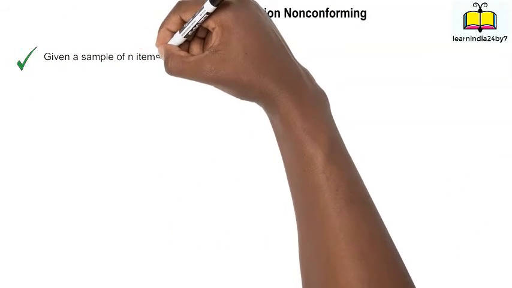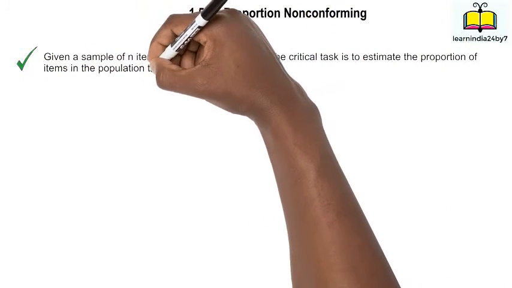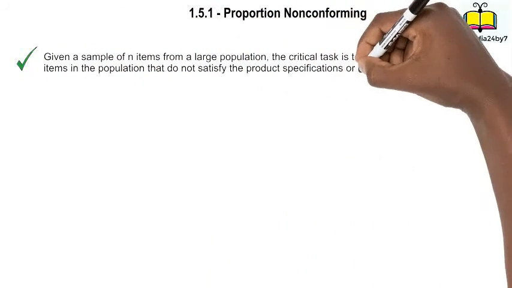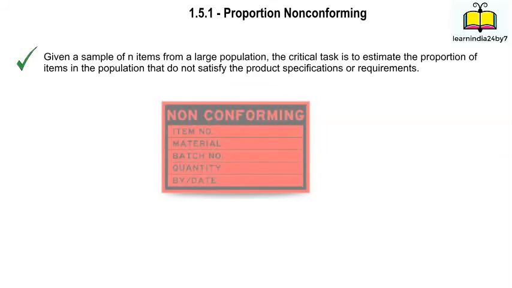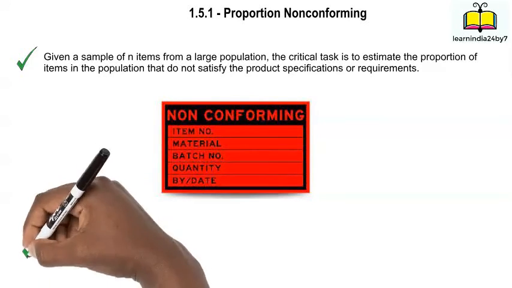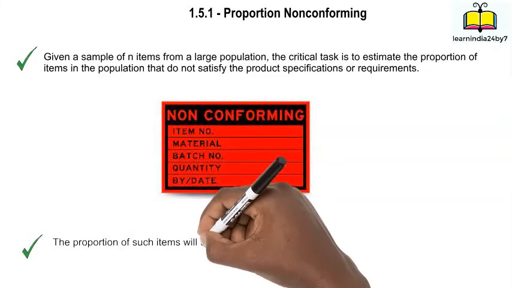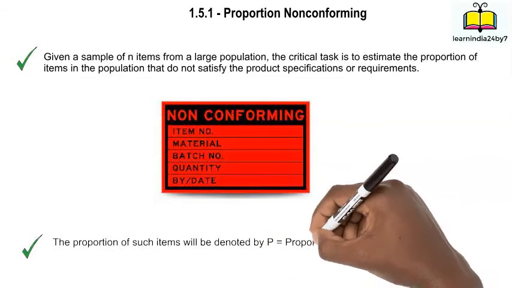Given a sample of 10 items, the important task is to estimate the proportion of items in the population that do not satisfy the product specifications. The proportion of such items will be denoted by the symbol P.